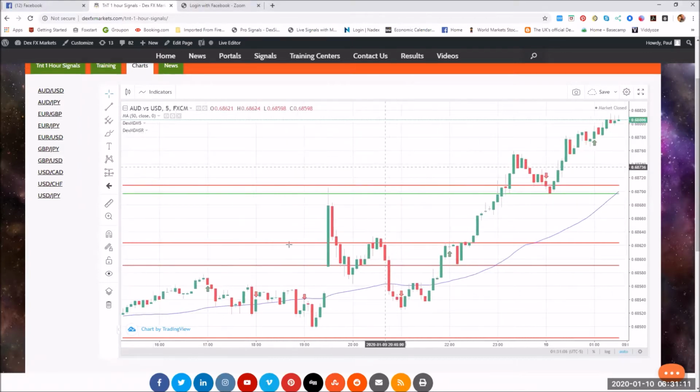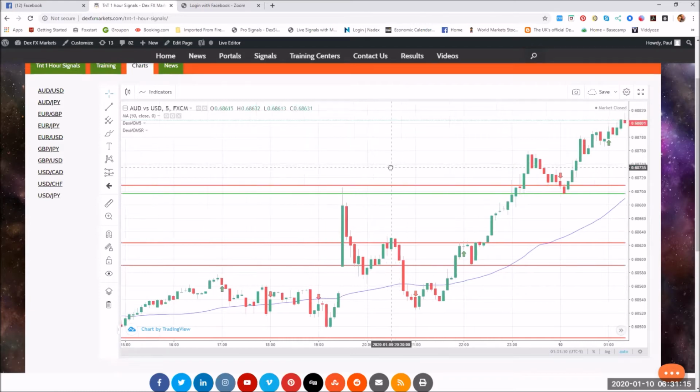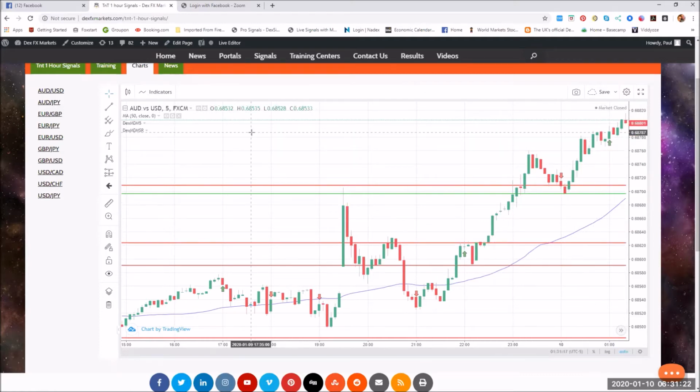Well, look at that. What a smooth, clean looking chart. This is a TNT chart. Trend, negate, and trade. Superb.